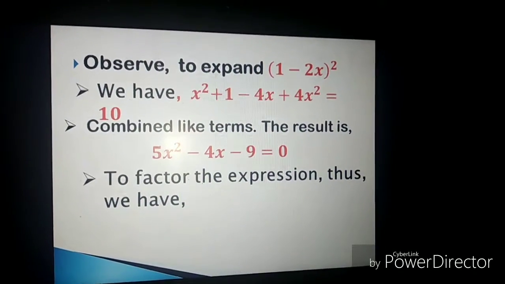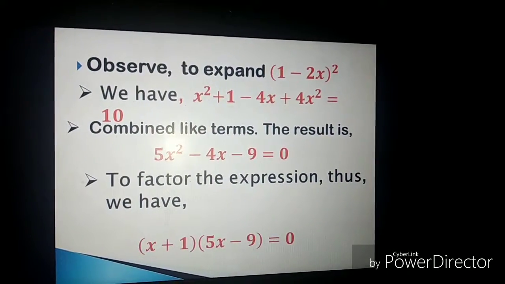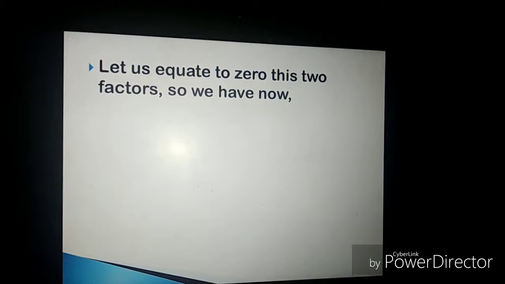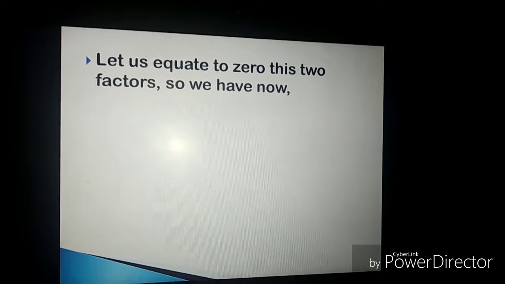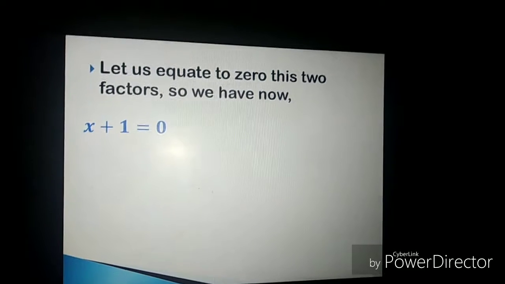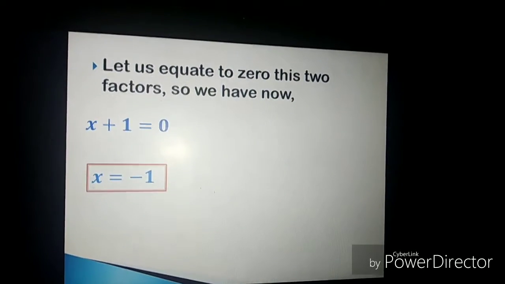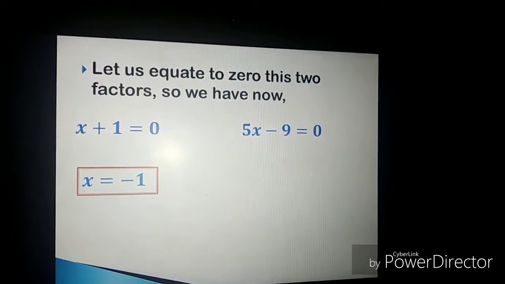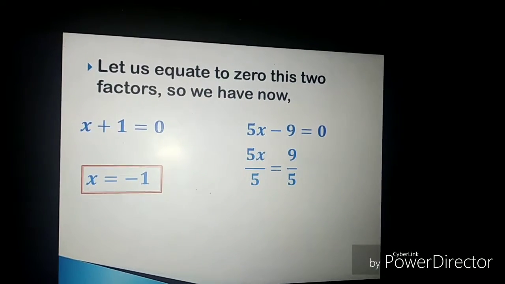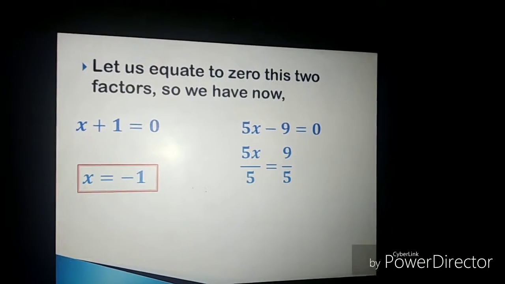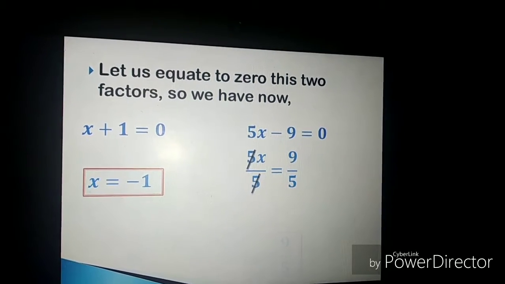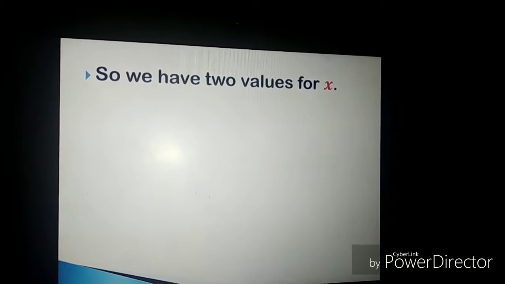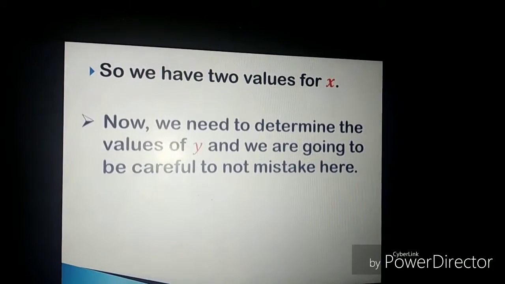To factor the expression, we have the quantity x plus 1 and the quantity 5x minus 9 is equal to 0. Let us equate these two factors to 0. So we have x plus 1 is equal to 0, which is x is equal to negative 1. And the other one is 5x minus 9 is equal to 0. So divide both sides by 5, and x is equal to 9/5. So we have the two values for x.